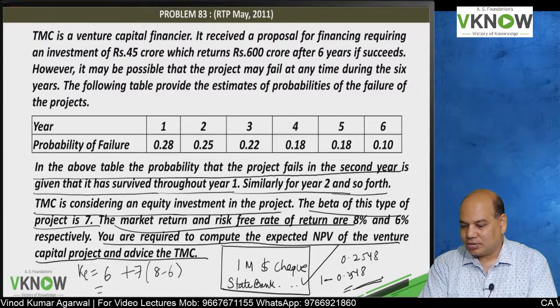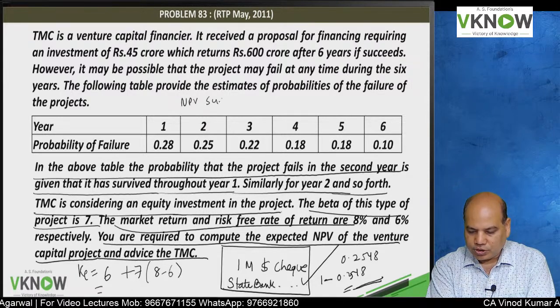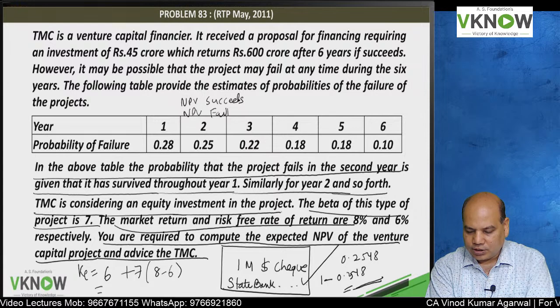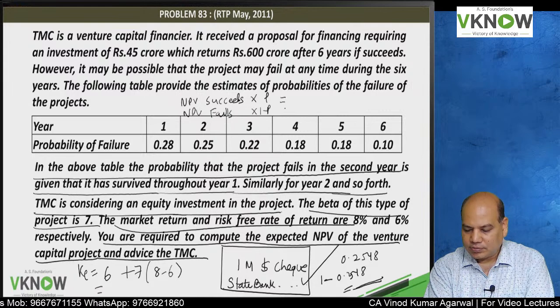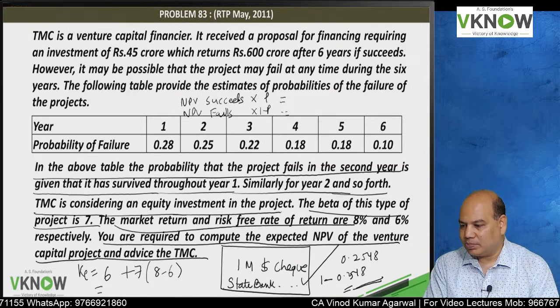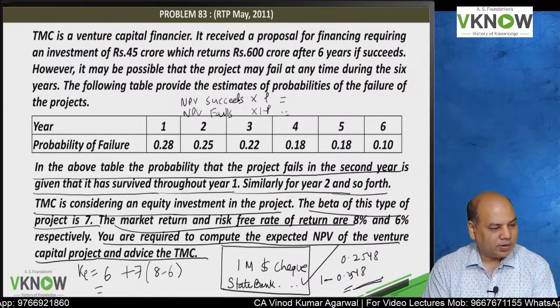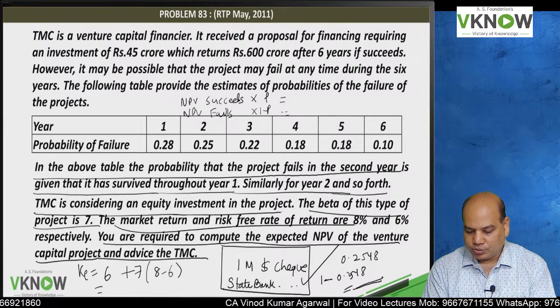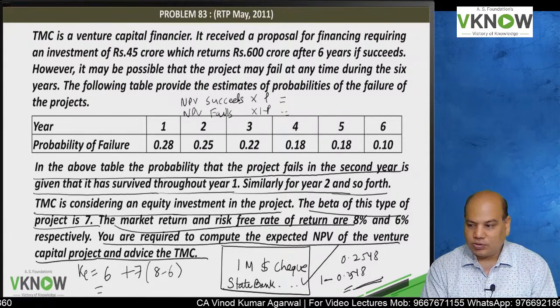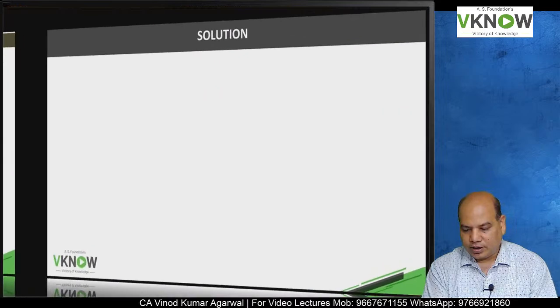Advise TMC. So basically we have to compute NPV if the project succeeds, NPV if the project fails, and multiply by their respective probabilities. That is my expected NPV. And if the expected NPV is positive, I will accept the proposal. That is the answer. Very easy question if you know how to do it. Otherwise, you will find it difficult.